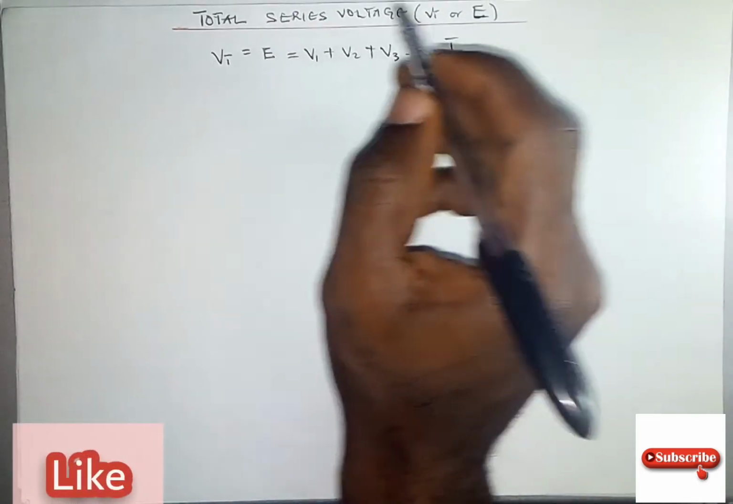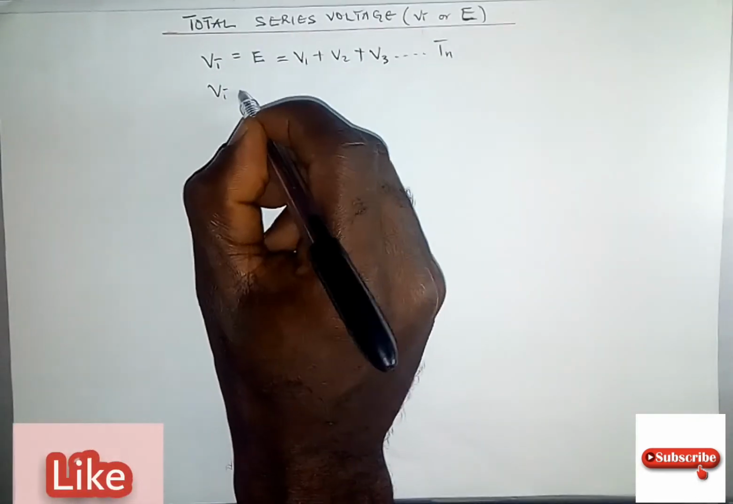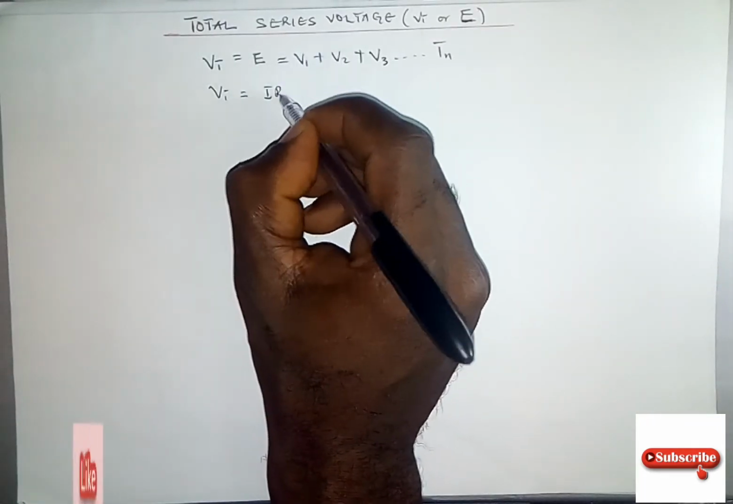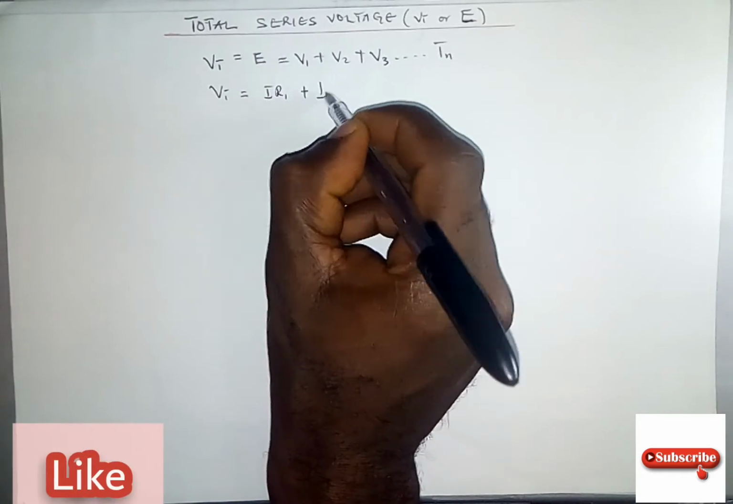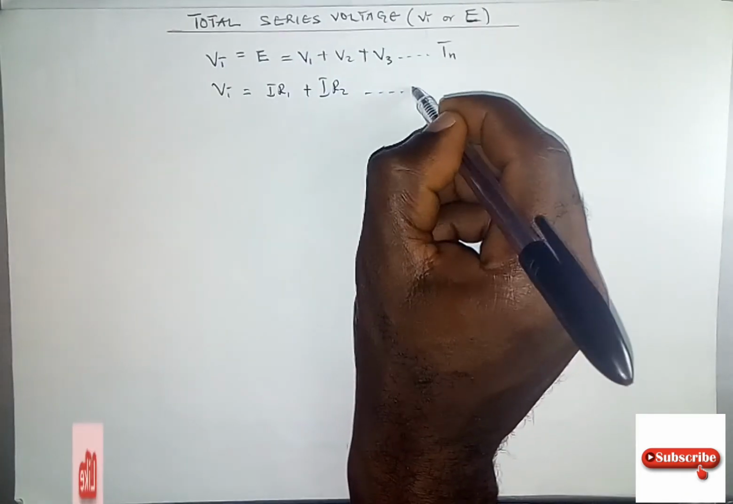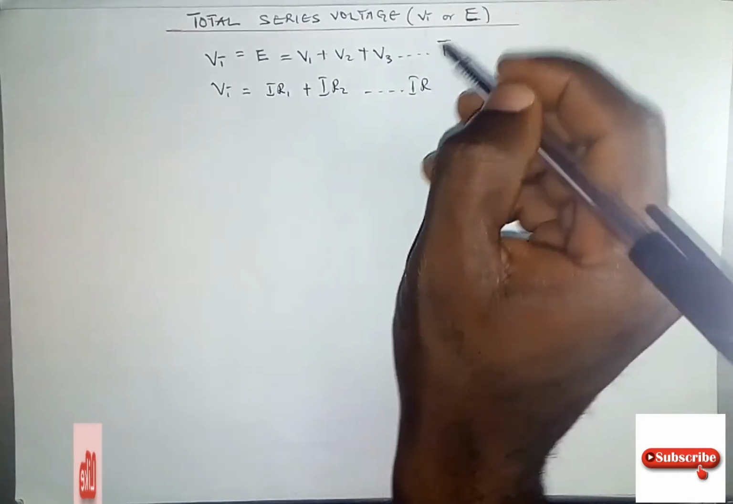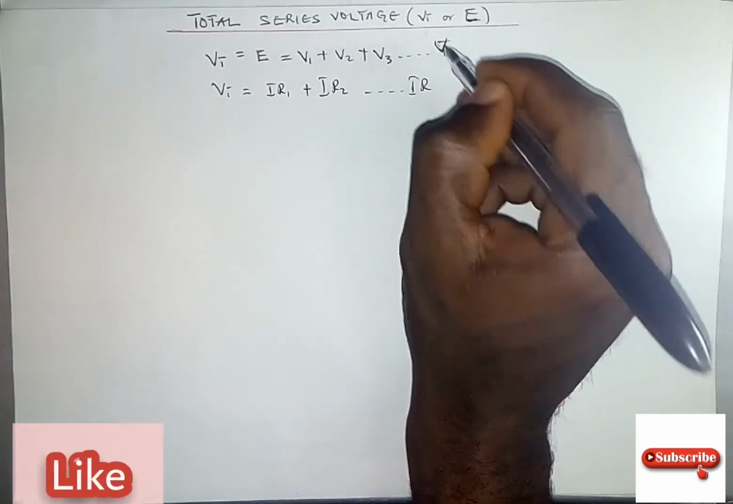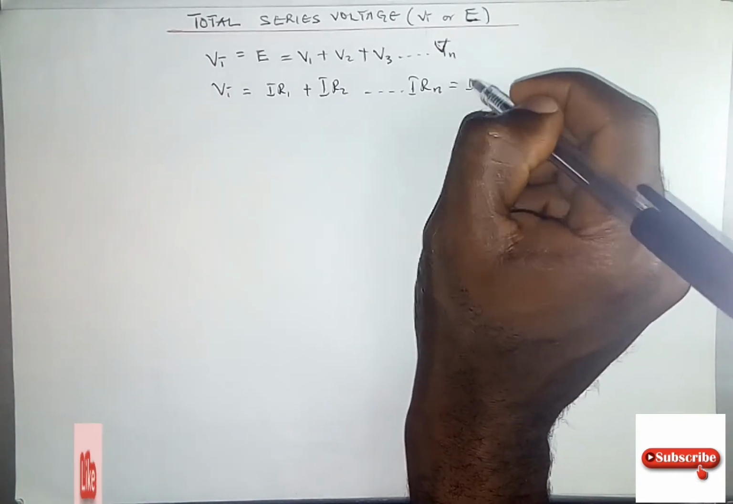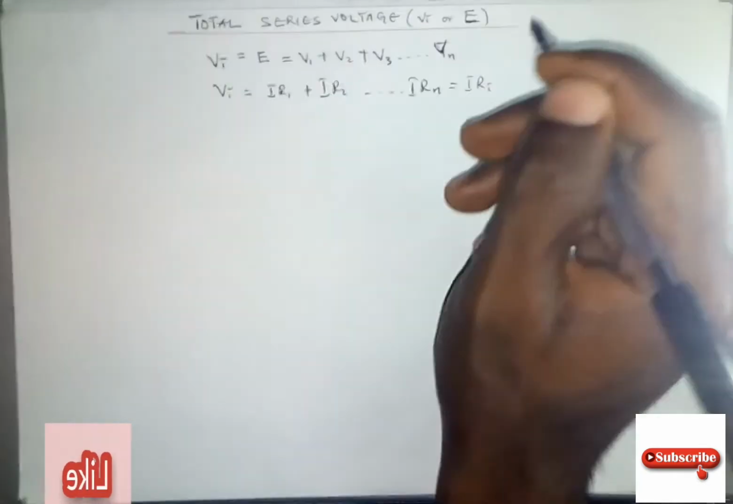We can say our VT is the same thing as I R1 plus I R2, up to whatsoever, I RN, which is the same thing as I RT. That is the basic understanding of total series voltage.